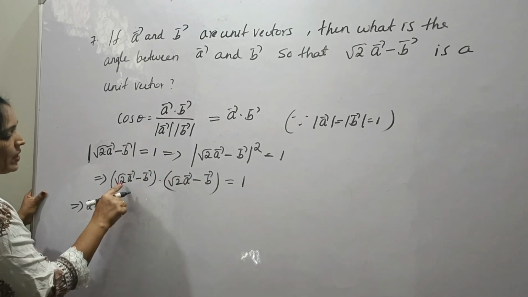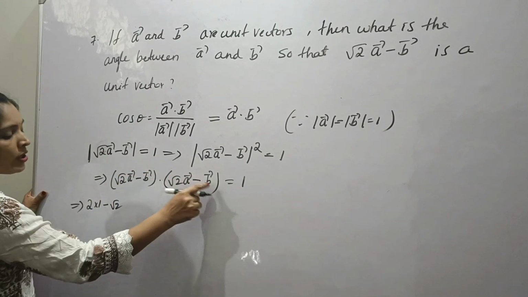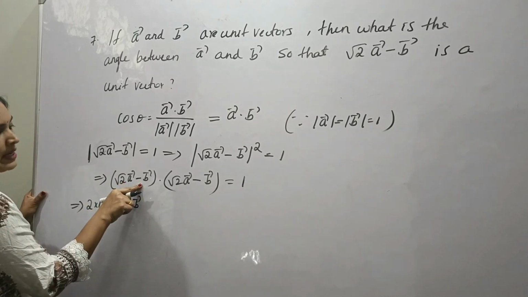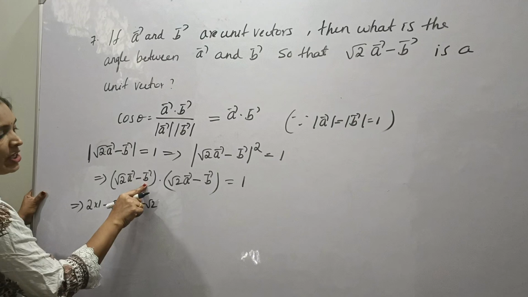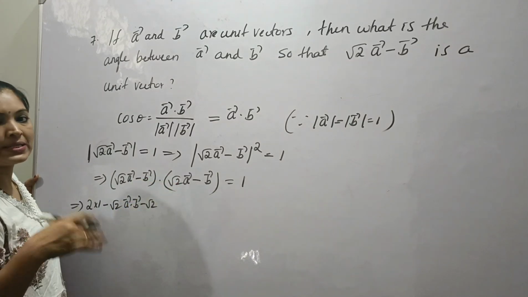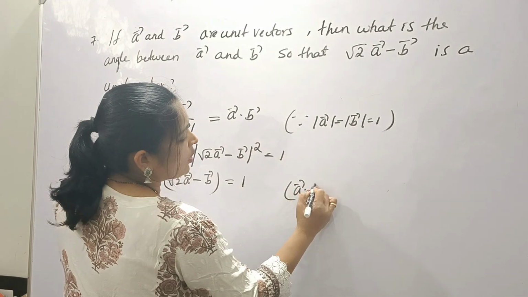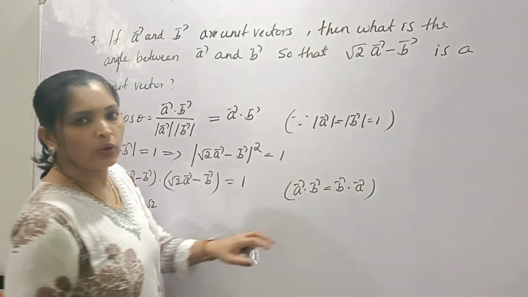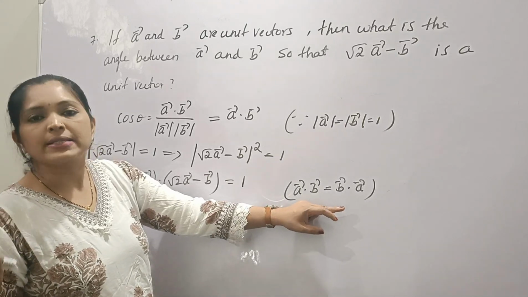Next, minus root 2 into 1, root 2, vector A dot vector B. Vector A dot vector B. Next, minus 1 into root 2, minus root 2, vector B dot vector A, that is nothing but vector A dot vector B. Okay? Vector A dot vector B is equal to vector B dot vector A. We know that scalar product of two vectors is commutative.